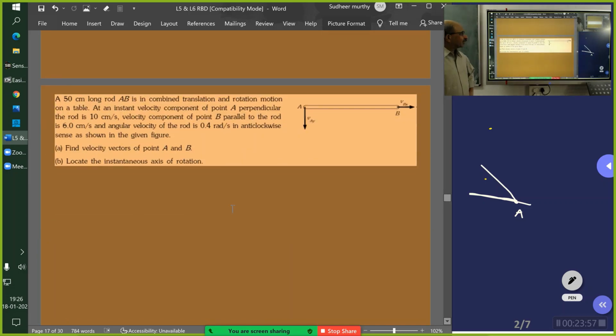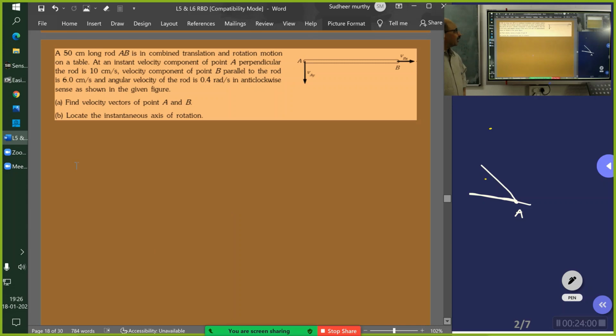Now this one is quite interesting numerical. A 50 centimeter long rod. I think all of you can read this. Please solve it. I will also solve it on a table.